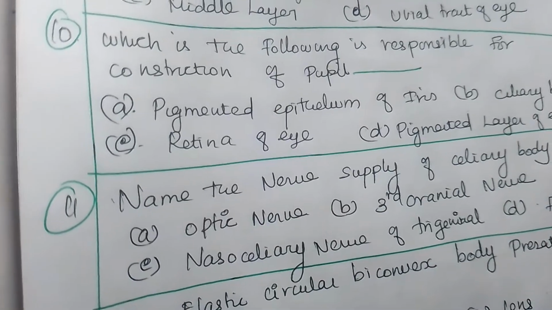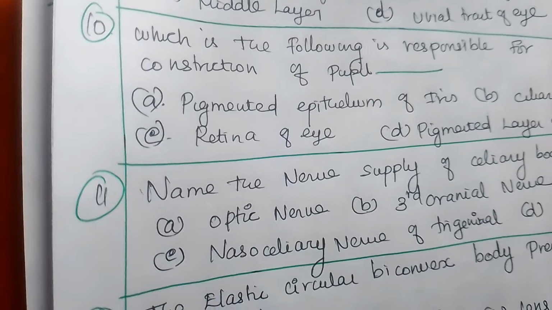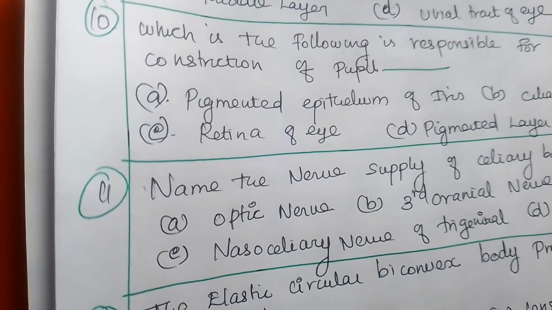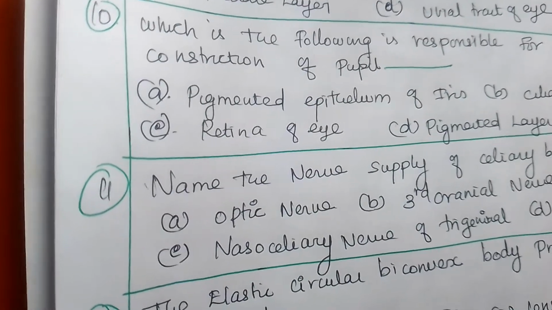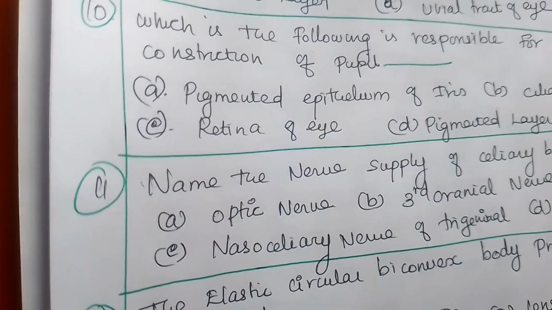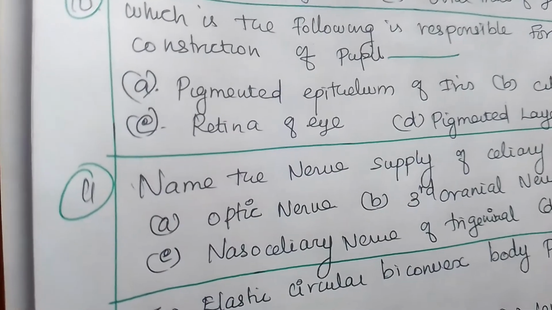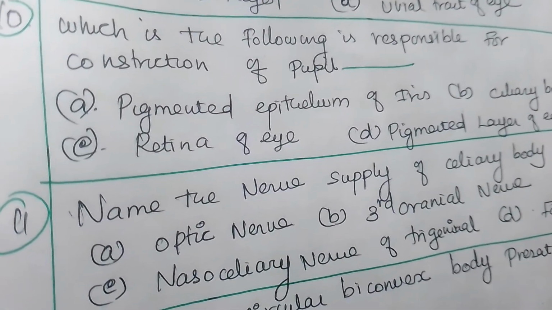Tenth: which of the following is responsible for constriction of the pupil? A. Pigmented epithelium of iris. B. Ciliary body. C. Retina of the eye. D. Pigmented layer of the eye. The answer is the pigmented epithelium of iris.